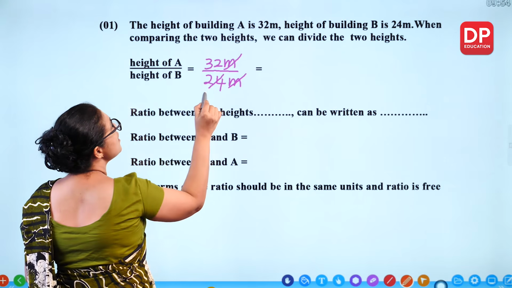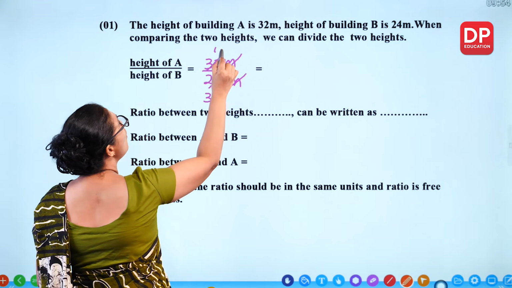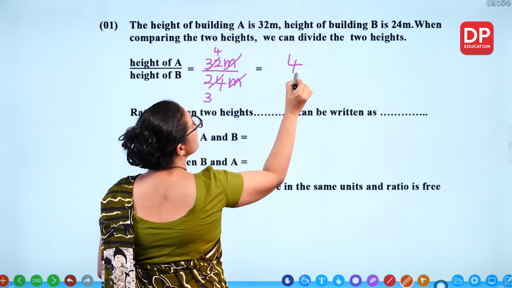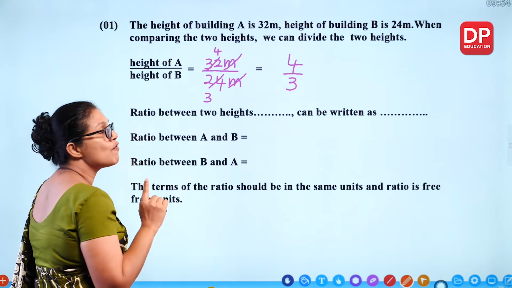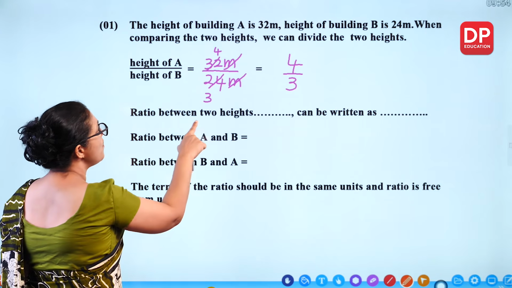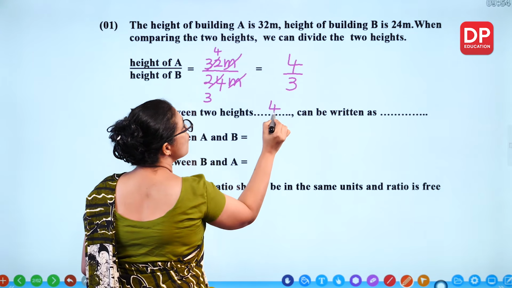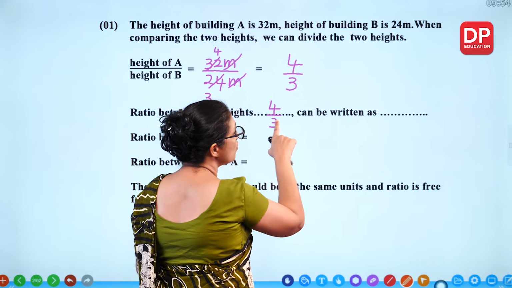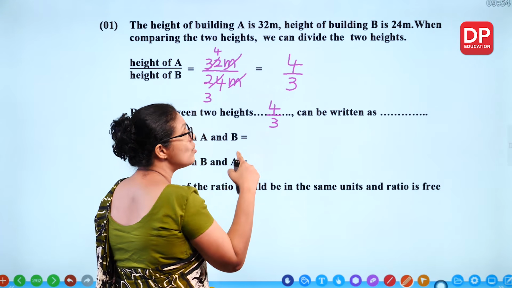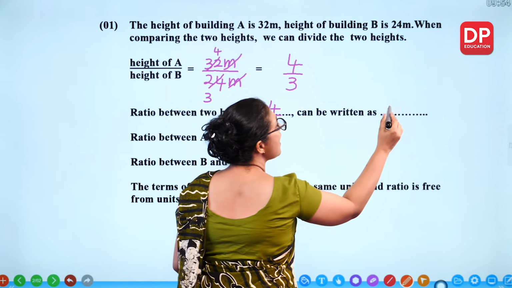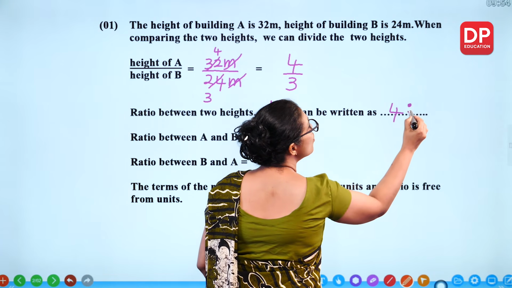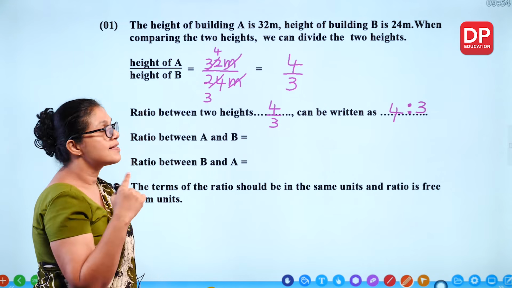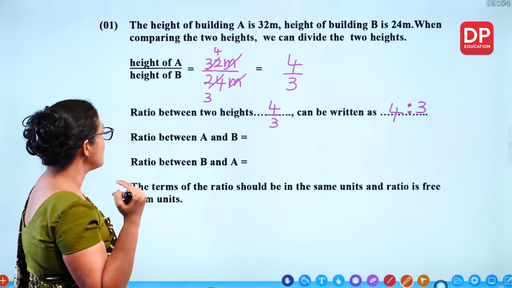8 times 3, 24. 8 times 4, 32. So 4 over 3. This is a fraction, 4 over 3. So the ratio between two heights, I can write 4 over 3 as a fraction, or I can also convert this to a ratio form. So I can write 4 to 3 ratio. So 4 over 3 fraction is the same as 4 to 3 ratio.